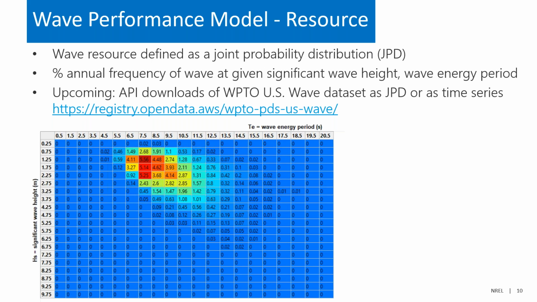So on our vertical axis here, this is again a probability distribution considering two input variables. We have fixed bin sizes for the significant wave height in meters on the vertical axis.